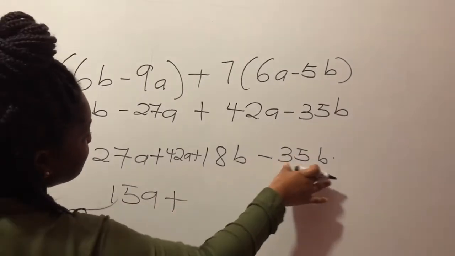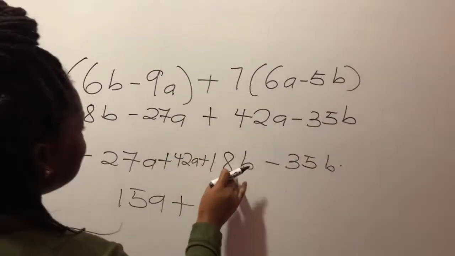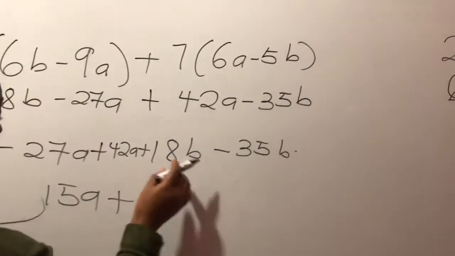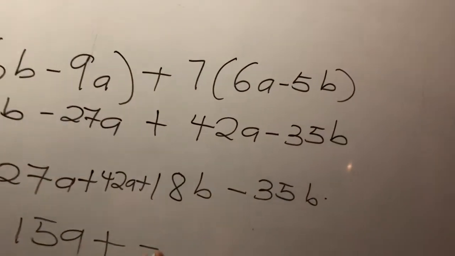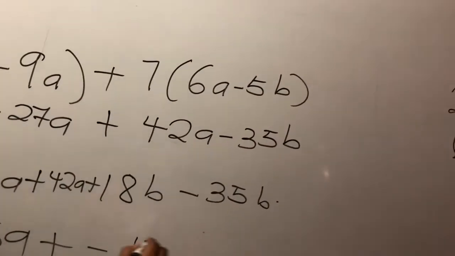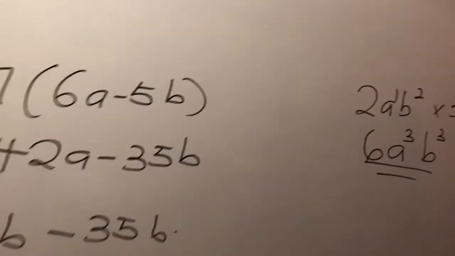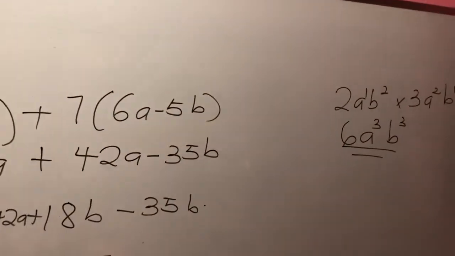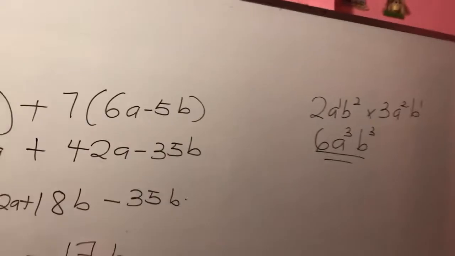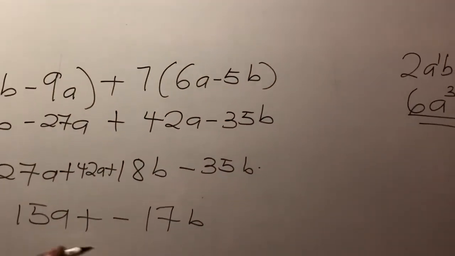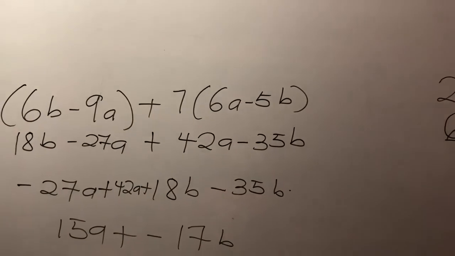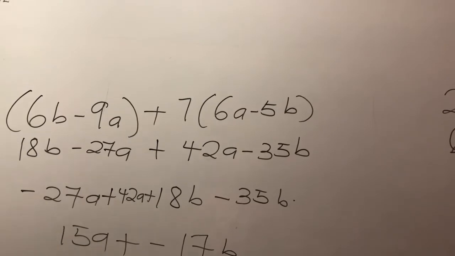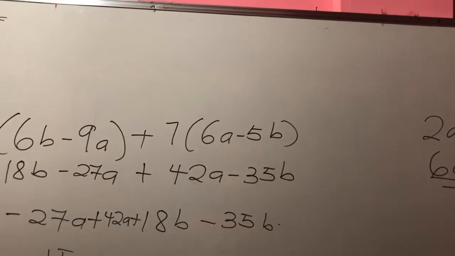Here you are rather owing the person 35 cedis and you want to pay 18 cedis out of the 35. Have you finished paying the person? No. How much are you still owing the person? It is a minus 17b. Now, when plus and minus come together, the minus is stronger than the plus. So you take off the plus and you just leave the negative there.